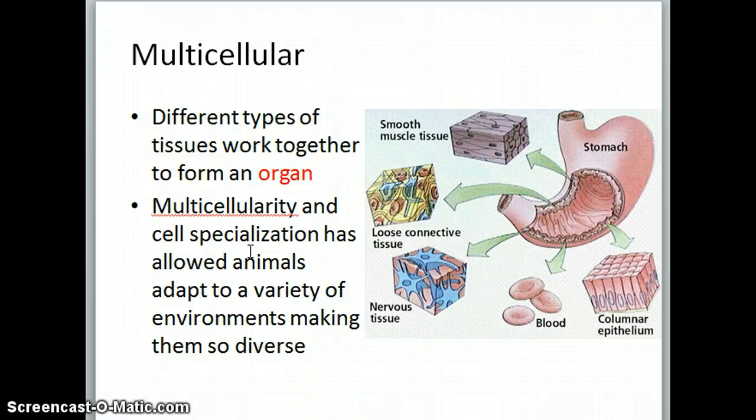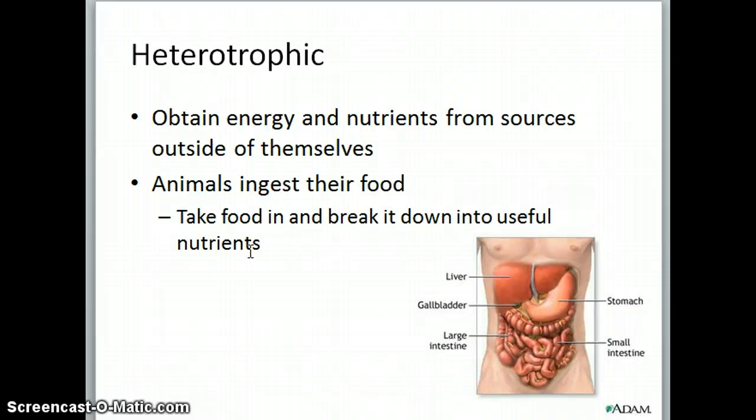Because our tissues and organs are able to serve so many functions, animals are a diverse group, and animals live in all kinds of different climates. Animals are also heterotrophic, and just to review, it means that they get their food by eating it.